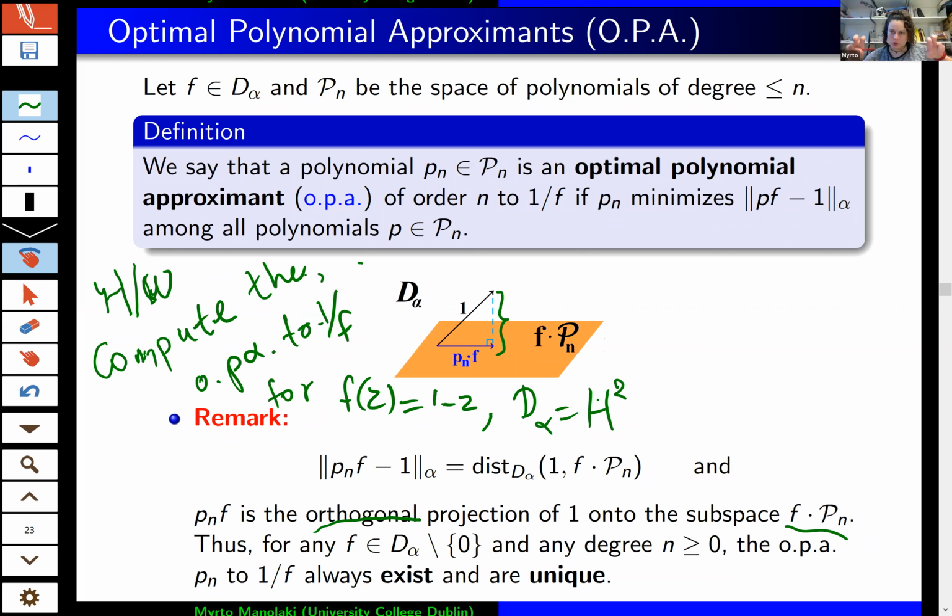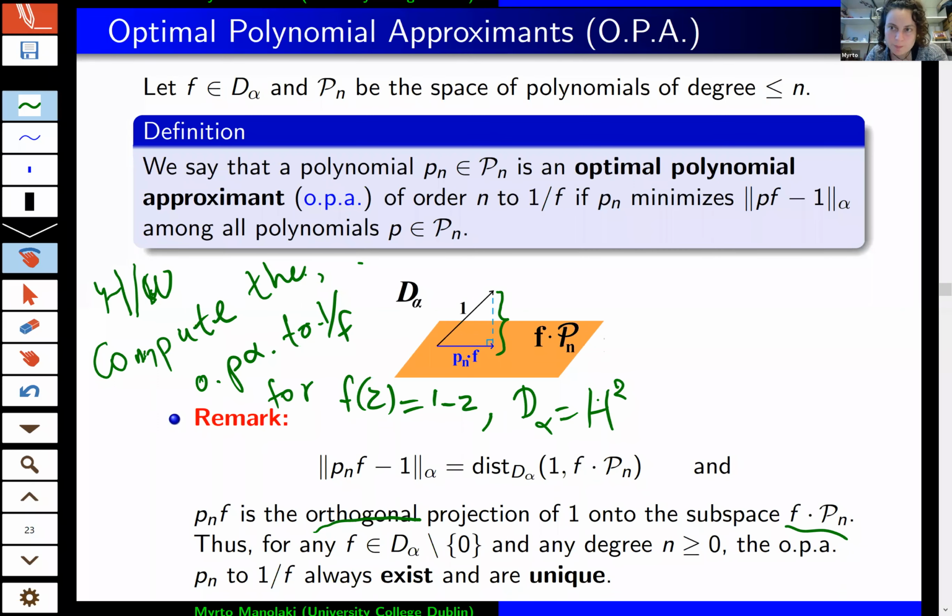So if you compute the norm of P and F minus 1, you will get something like the norm of Z to a power, which doesn't go to zero. So 1 minus Z is a cyclic function there. What I want to say is that with optimal polynomial approximants, it's not trivial to compute, even if my function is very simple.